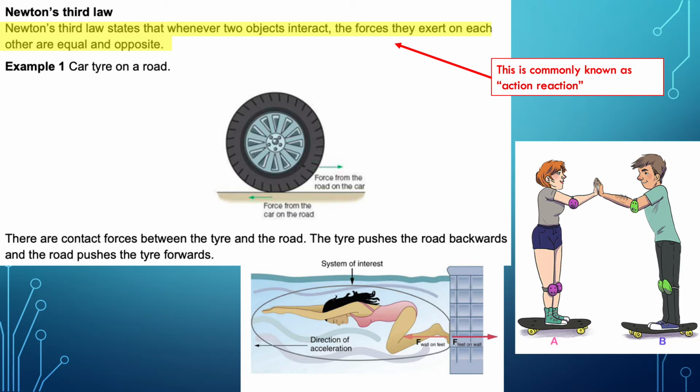So in terms of the swimmer, we're looking at just the swimmer, right? We're not looking at anything else. We're not looking at the water. We're just looking at how much force the swimmer is exerting on the wall, and also how much force the wall is exerting back on the swimmer. All right, and because of that, you have a direction of acceleration that is forwards for the swimmer here.